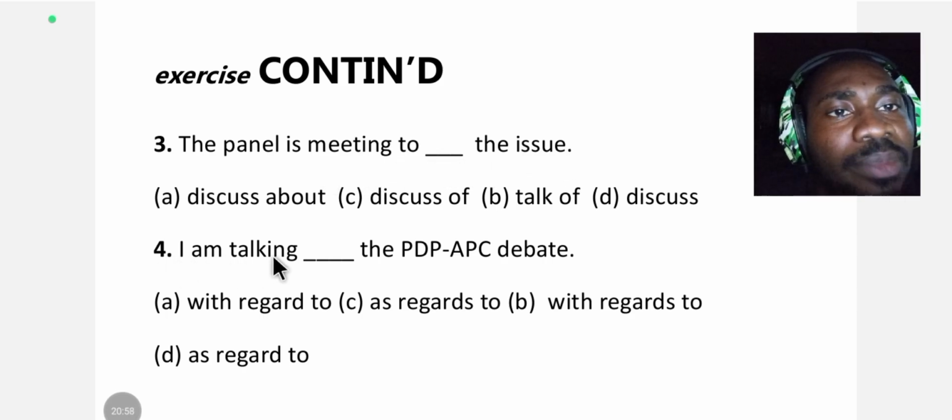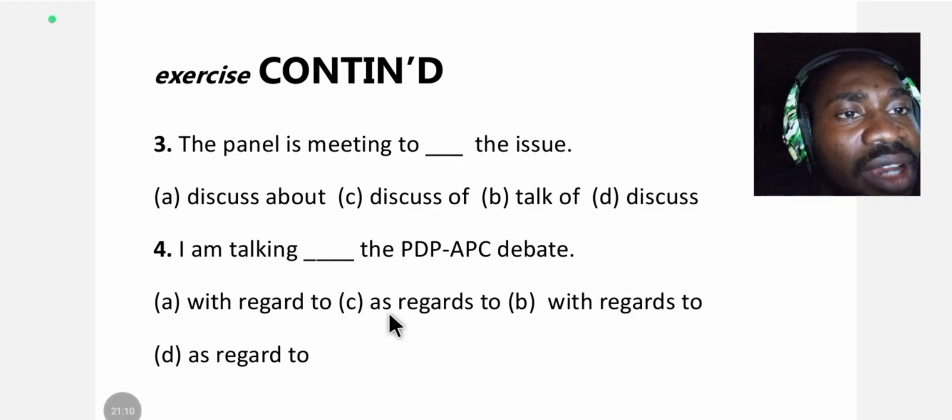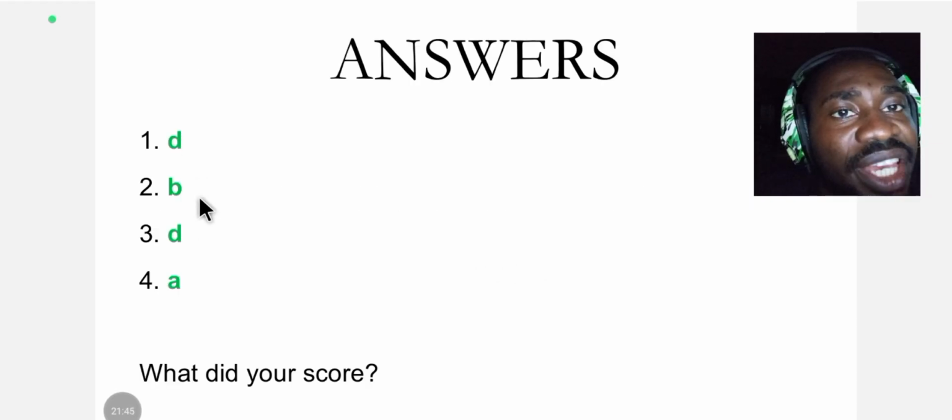Number 4. I am talking dash the PDP APC debate. A. With regard to. C. As regards to. B. With regards to. D. As regard to. What's your answer? You answered right. The correct option is A. With regard to. I am talking with regard to the PDP APC debate. These are the answers. What did you score?